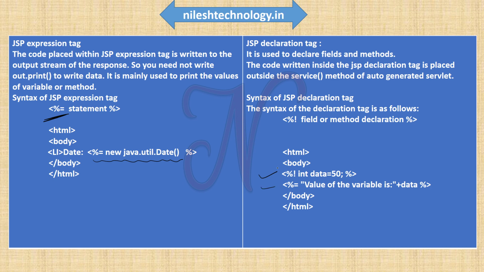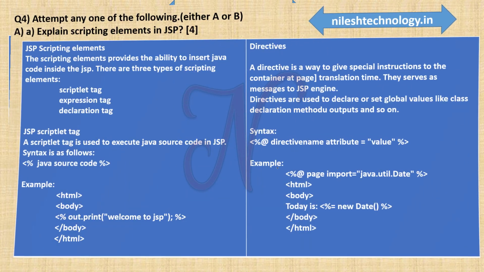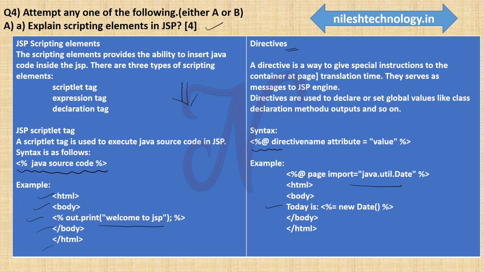Okay, so if the question is to only print the scripting element, here only print this one answer. Okay, if the question is that explain the components in a JSP, then all these 4 components are explained. Okay, so going to next question.